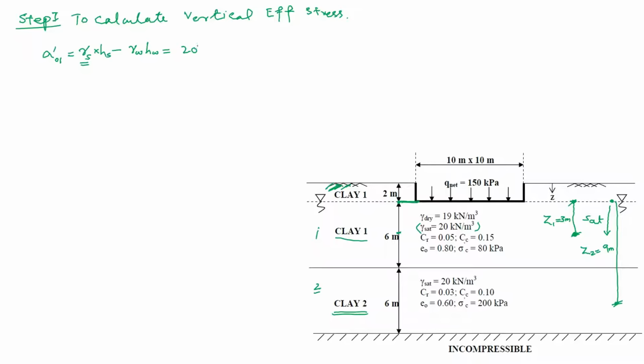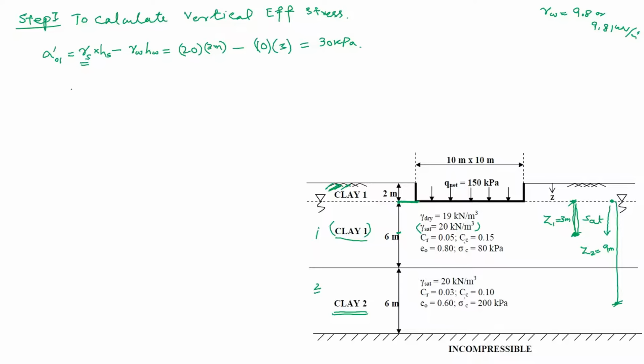So we'll simply write it as 20 into what is the height of soil above this point, 3 meters, minus. Is there any other soil above this point? No. We have only clay 1. So minus, what is gamma W? We will consider it as 10 for simplified calculation, but normally gamma W is taken as 9.8 or 9.81 kilonewton per meter cube, into 3. The stress will be 30 kilopascals at first point.